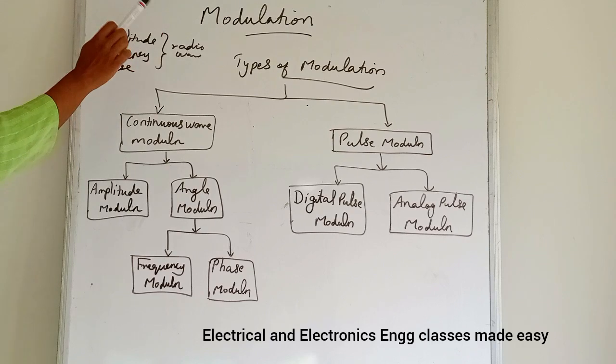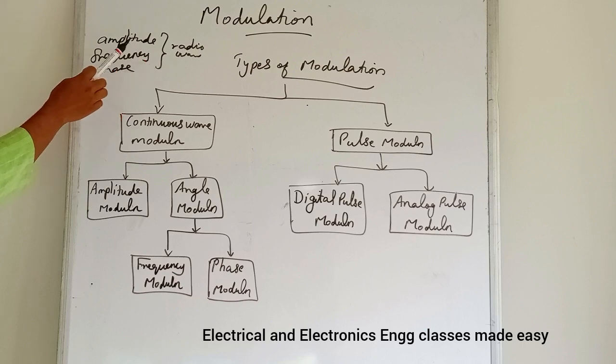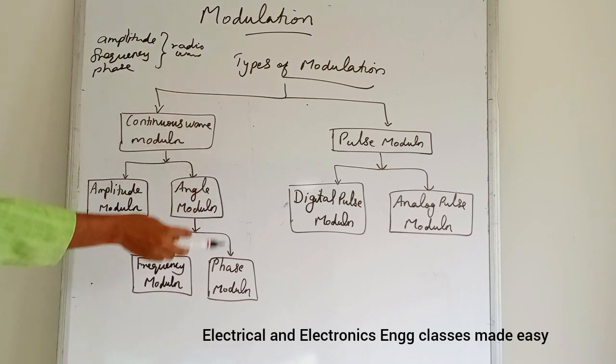And the reverse process, that is the extraction of this information from the radio wave at the receiver, is known as demodulation. And there are different types of modulation techniques.